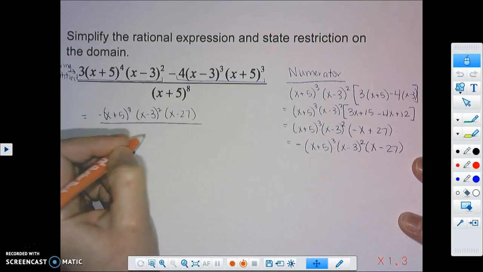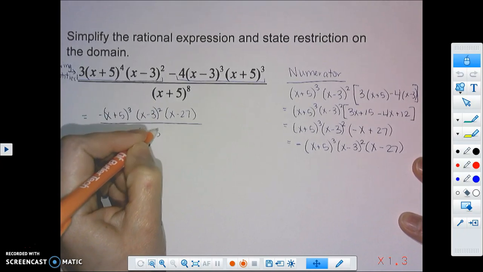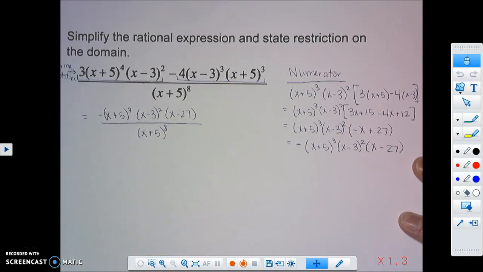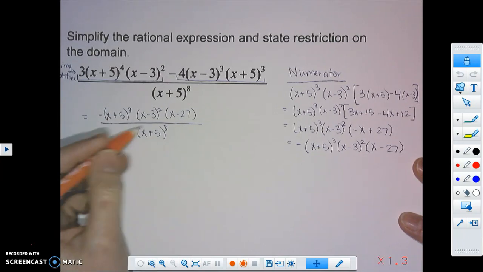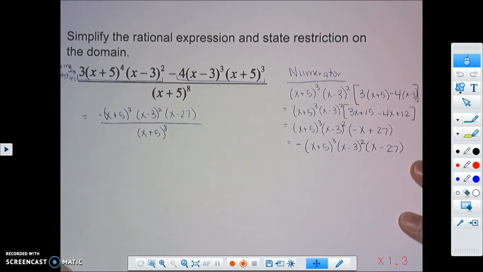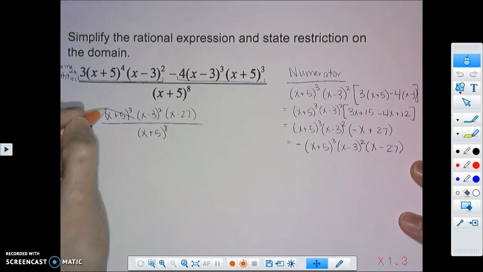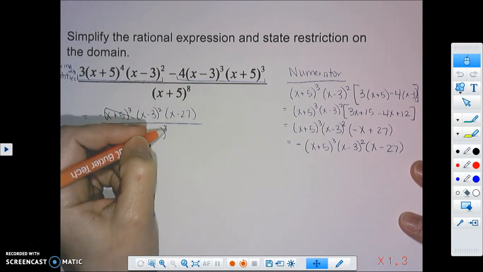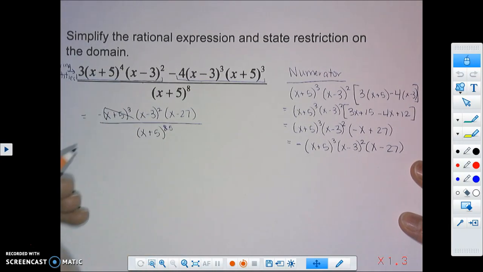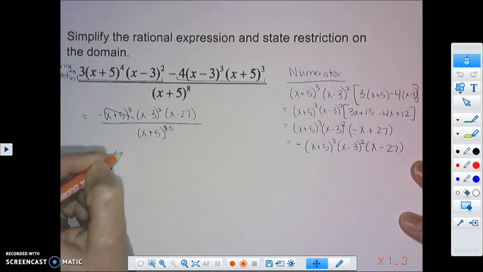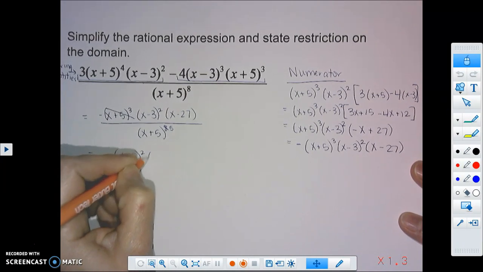And then our denominator is as factored as it's going to get. We can't do anything with that. And so now that we're here, we need to simplify anything that they have in common in the numerator and the denominator. Well, in the numerator, they have 3 x plus 5's. In the denominator, we have 8 of them. So if we were to eliminate the 3 x plus 5's in the top with 3 in the bottom, 8 minus 3 gives us 5. So we have 5 x plus 5's in the denominator. There's nothing else that simplifies in this question.